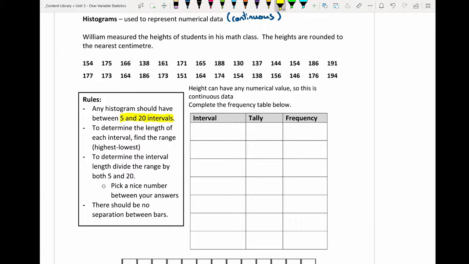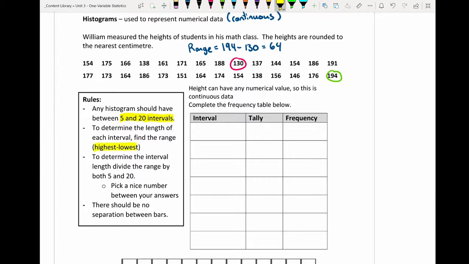To determine the length of each interval, find the range, which is the highest minus the lowest. So I'm going to find the range of my data. If I go through, I can find that the highest value is 194, the lowest value is 130, so the range is equal to 194 minus 130, which equals 64. So I found my range for the second rule.